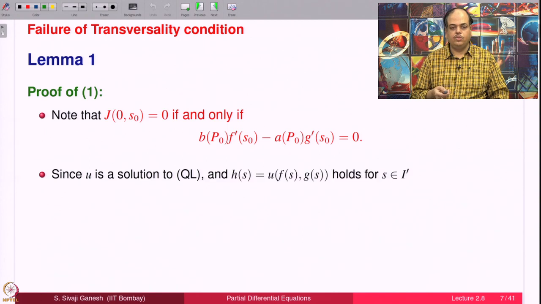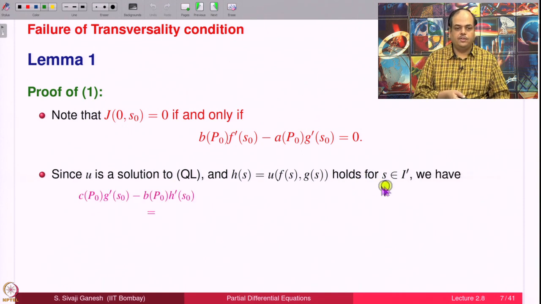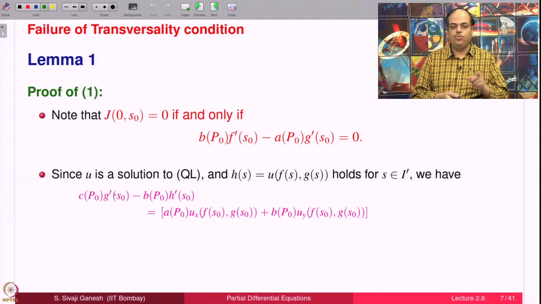Since U is a solution to the quasi-linear equation and H S equal to U of F S, G S holds, we know this. Let us compute this: C P naught G prime minus B P naught H prime. What is C P naught from the equation? A U X plus B U Y equal to C. Therefore, C P naught is equal to this quantity in the brackets, A U X plus B U Y, at the respective points, A and B, and U X, U Y are evaluated, into G prime S naught minus B P naught into H prime S naught.